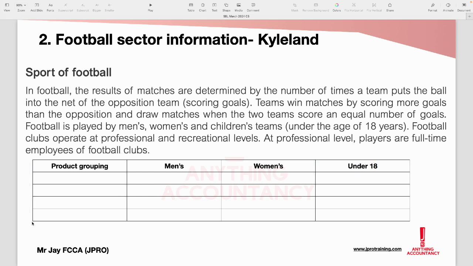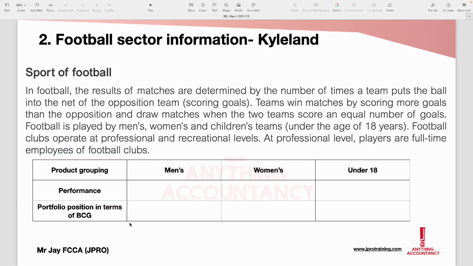That is the product grouping, and you want to see assessment, performance, portfolio position. You may want to consider portfolio position in terms of BCG. So I want to highlight that these are things you can consider in terms of how you are performing at these levels, to see how things are going.